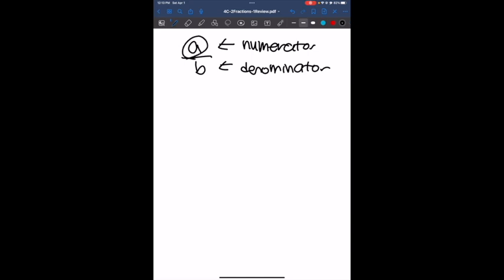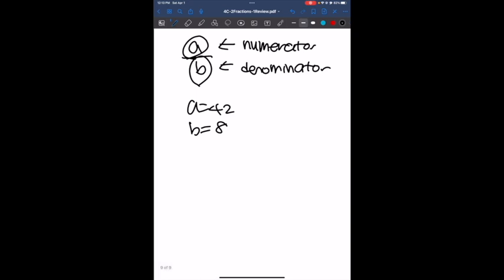For a fraction, it looks like this. A, the number at the top, is called the numerator, and the number at the bottom is called the denominator. A fraction is basically when we divide something by something. A is the number that's being divided, and B is the number that is dividing. For example, if we divide 42 by 8, A is 42 and B is 8.